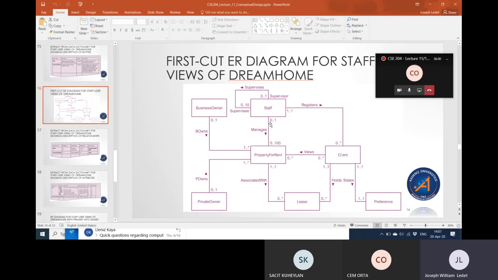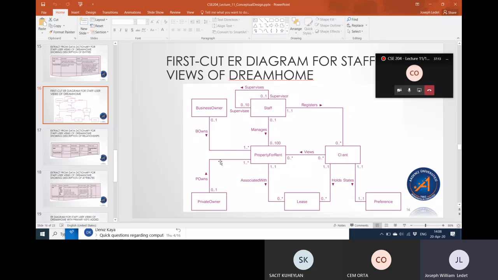Now the reason for this 0.1 means that it doesn't have to be managed by a staff, but if it's not, then it must belong to a branch. And we talked about this with one of the traps, the chasm trap, I think, with the property for rent, staff, branch situation, right? Okay. But now one of the things that you may notice here is, okay, a client views many properties. A property can be viewed by many clients.